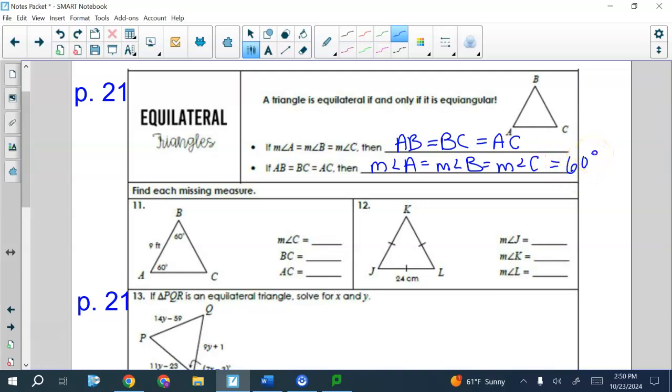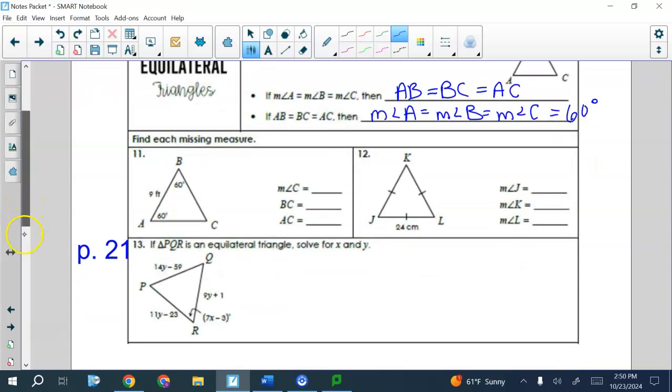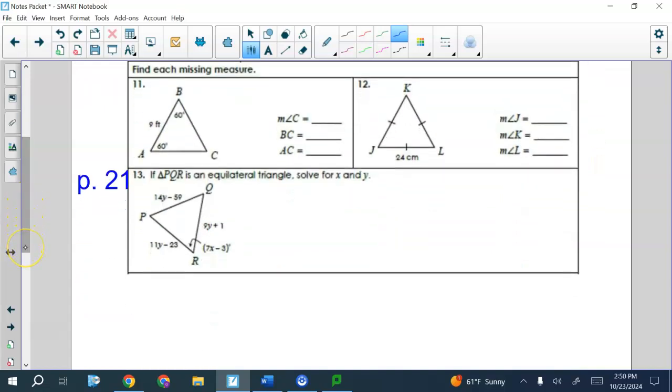Good. All right, so let's find the missing measure. So for 11, we know the angles are 60 and 60. So we find that third angle is 60. And then if I knew one side was 9, then they're all going to be 9. Okay, so the measure of angle C would be 60 degrees. Side BC would be 9 feet. Side AC is also 9 feet.